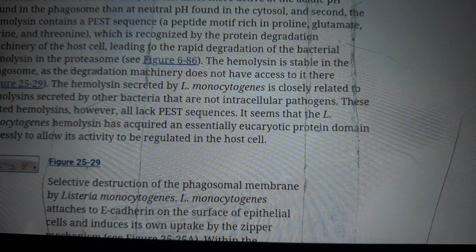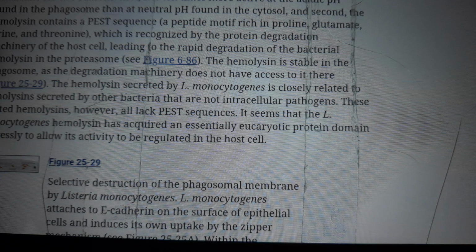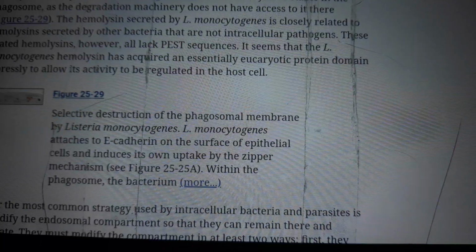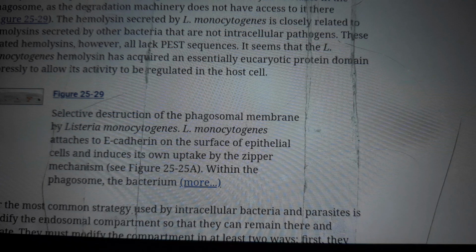First, it is far more active at the acidic pH found in the phagosome than at the neutral pH found in the cytosol. And second, hemolysin contains a PEST sequence, a peptide motif rich in proline, glutamic acid, serine, and threonine, which is recognized by the protein degradation machinery of the host cell, leading to the rapid degradation of the bacterial hemolysin in the proteasome. The hemolysin is stable in the phagosome as the degradation machinery does not have access there.